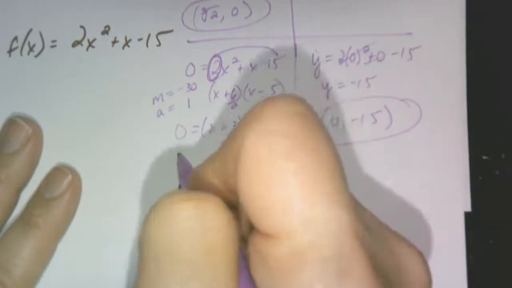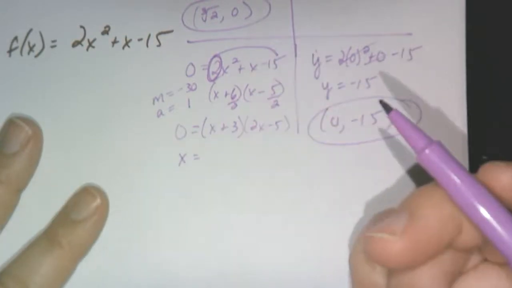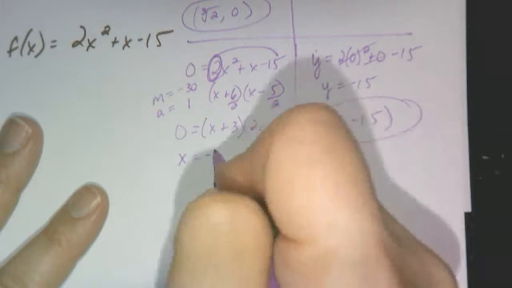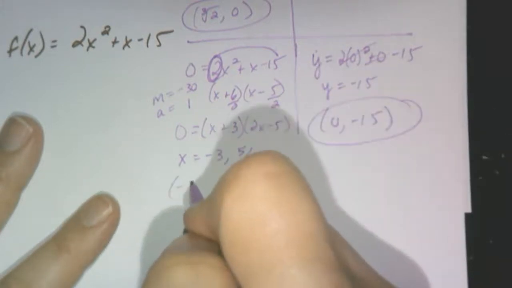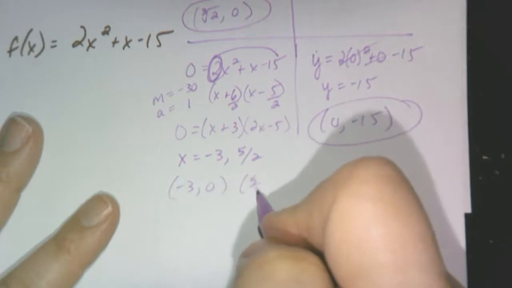So what are my x-intercepts? Where and where? -3, so there's 2 of them, and 5 halves. So -3 comma 0, 5 halves comma 0.